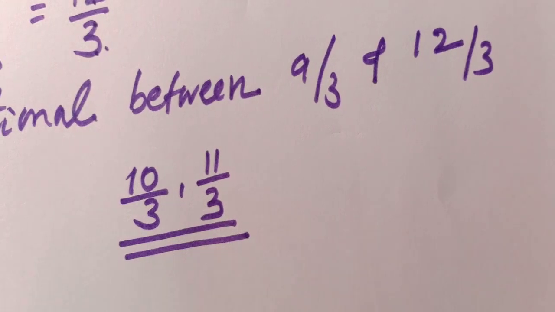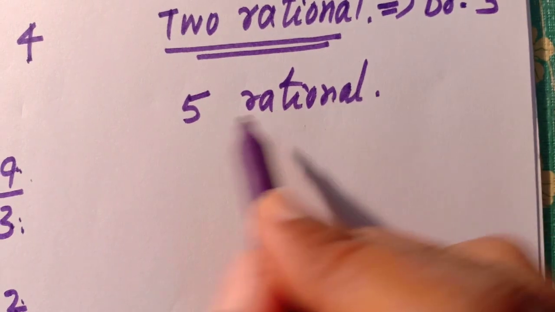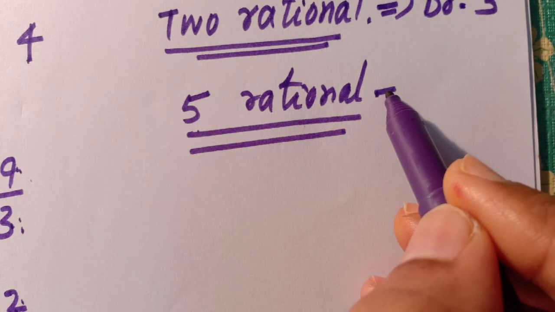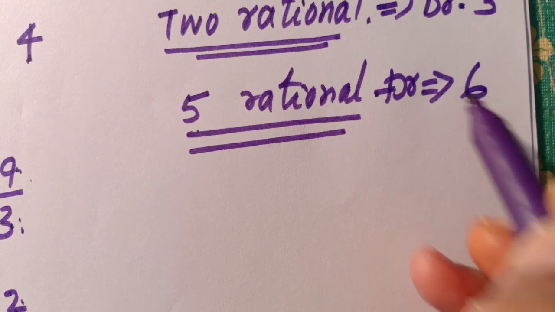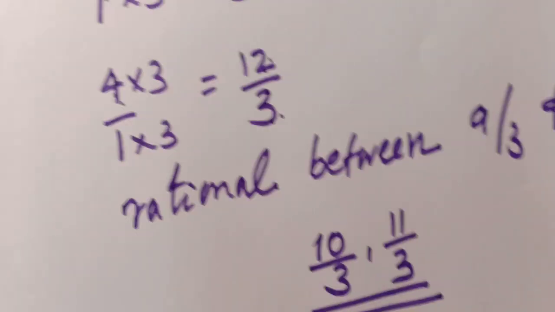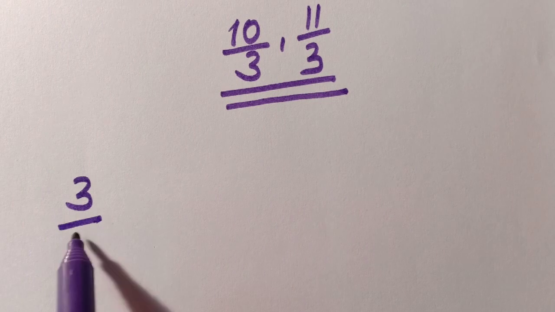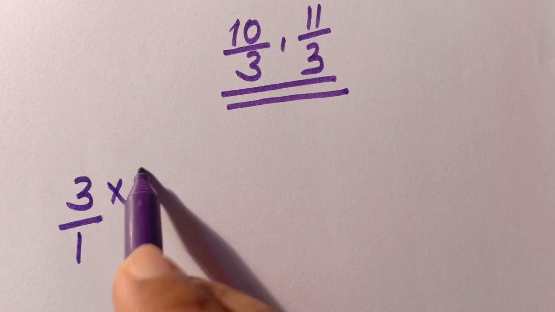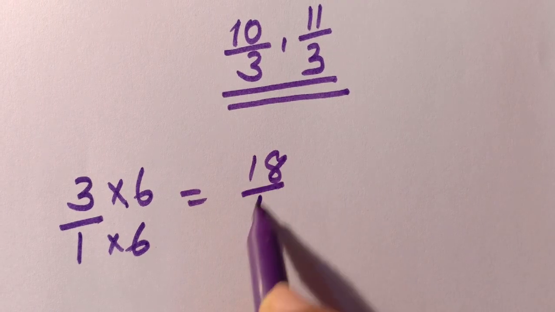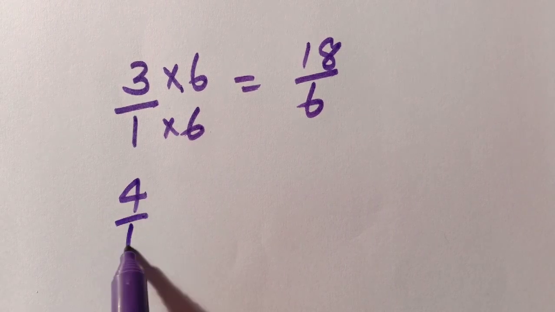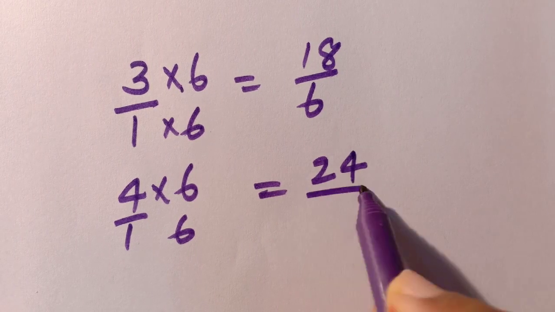If 4 are asked, 4 plus 1 is 5, and we make that the denominator. Here is one more question: we have to find 5 rational numbers. What should the denominator be? 5 plus 1, that means 6. Let us see whether we get 5 rational numbers between 3 and 4. 3 multiplied by 6 in numerator and denominator becomes 18 by 6. 4 by 1, multiplied by 6 in numerator and denominator, gives 24 by 6.